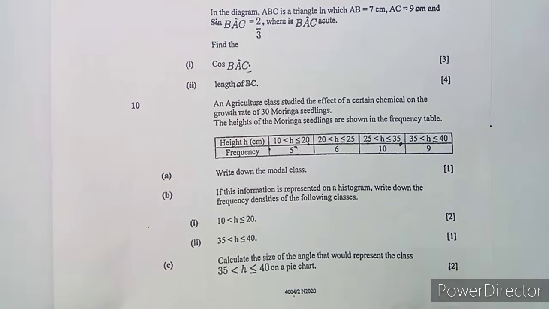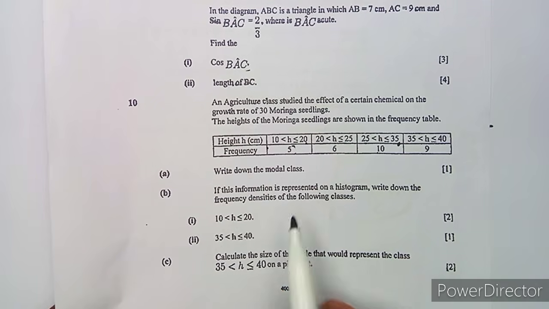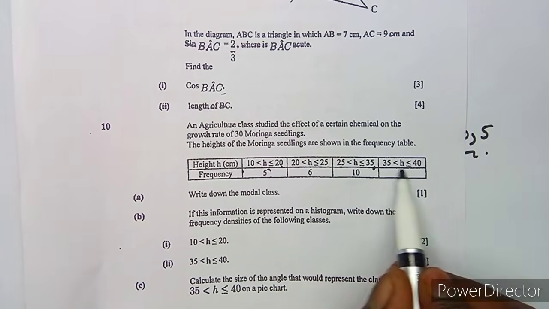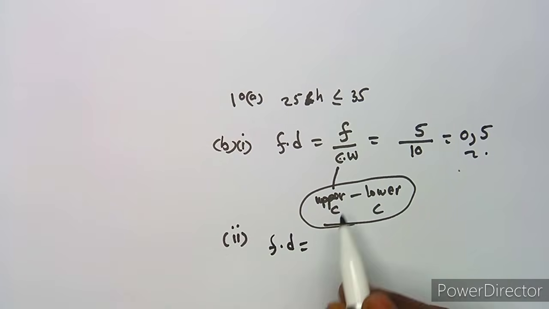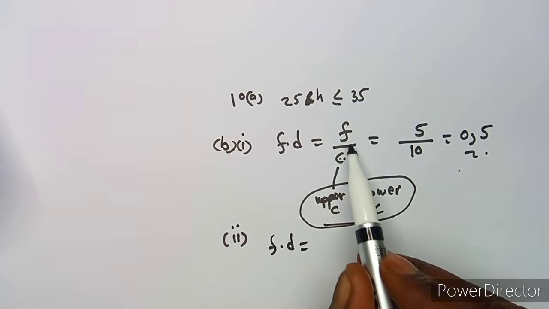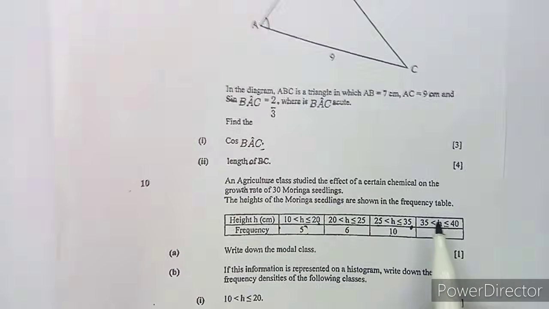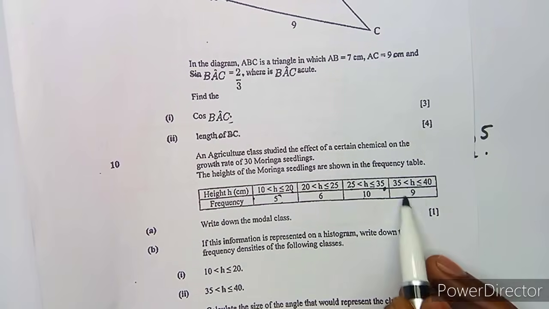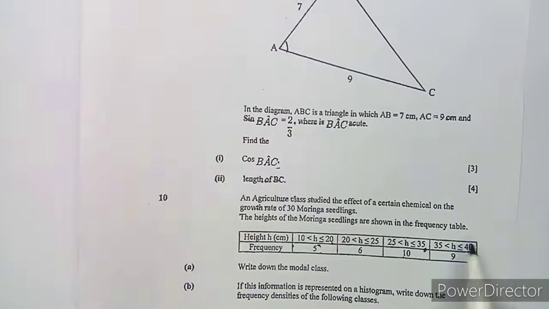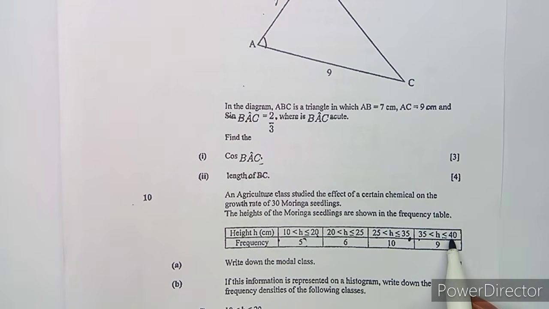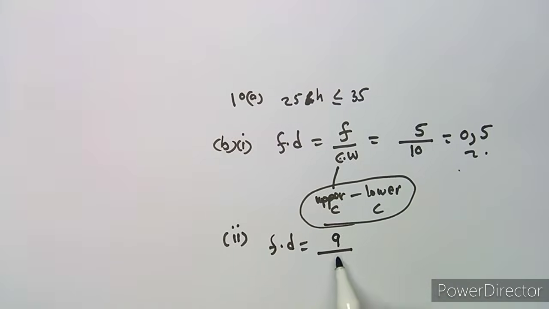The frequency density for the class 35 to 40. This one, we said frequency density is frequency over class width. I'm not going to repeat the formula, I already wrote it. So the frequency from 35 to 40 is 9 over the class width, upper class minus lower class. So it's 40 minus 35, which is 5.